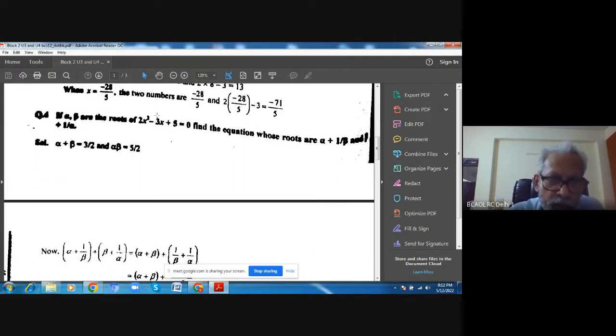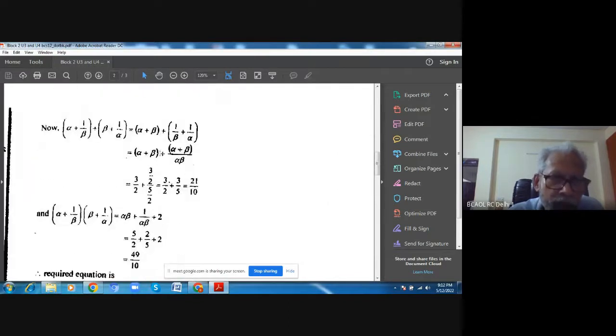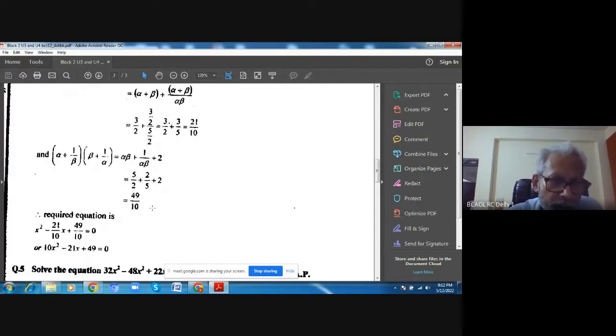And the value of the roots you are taking from here, from the equation, and simply you multiply it and put the value and you get 21 by 10. That is the sum. And there is a product of these two roots, alpha beta, so that is 49 by 10. So both the things you have achieved.